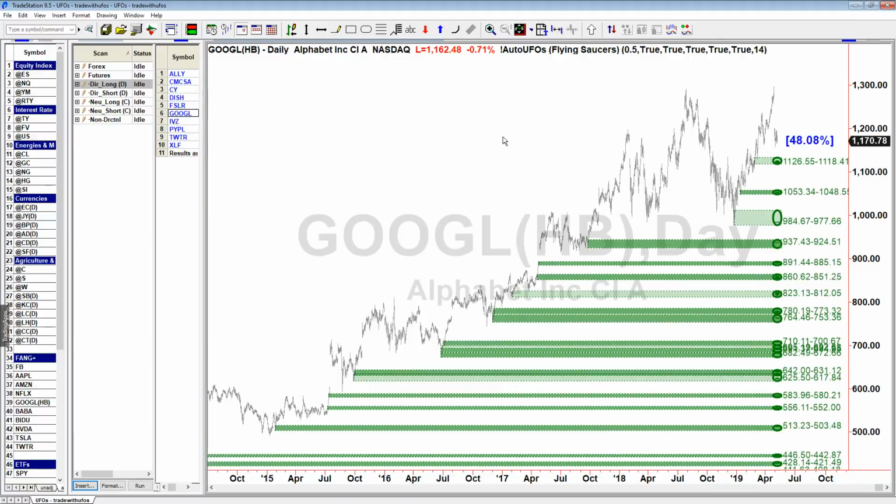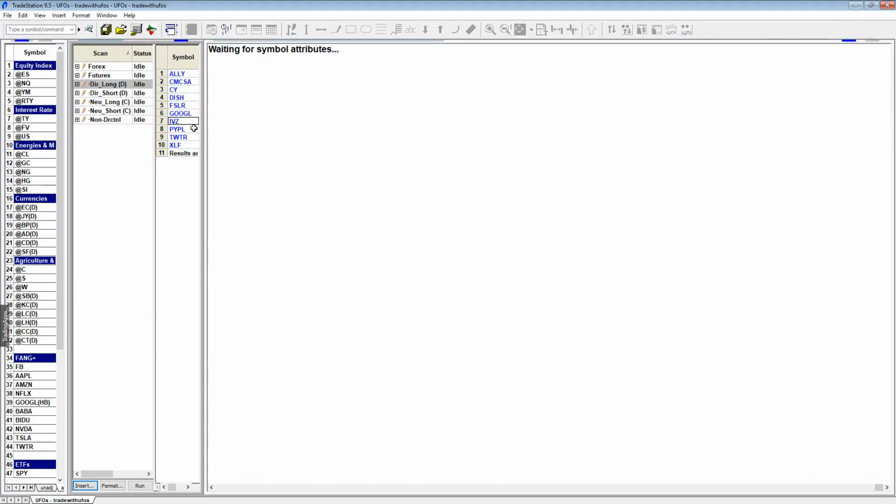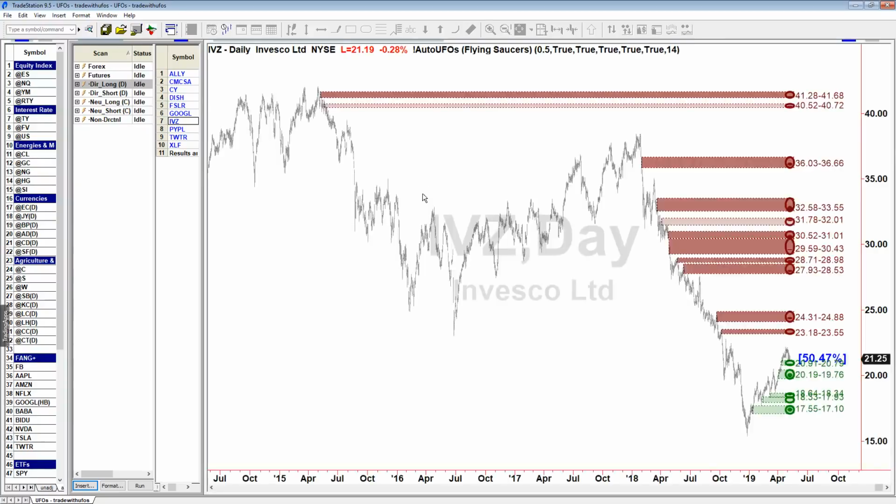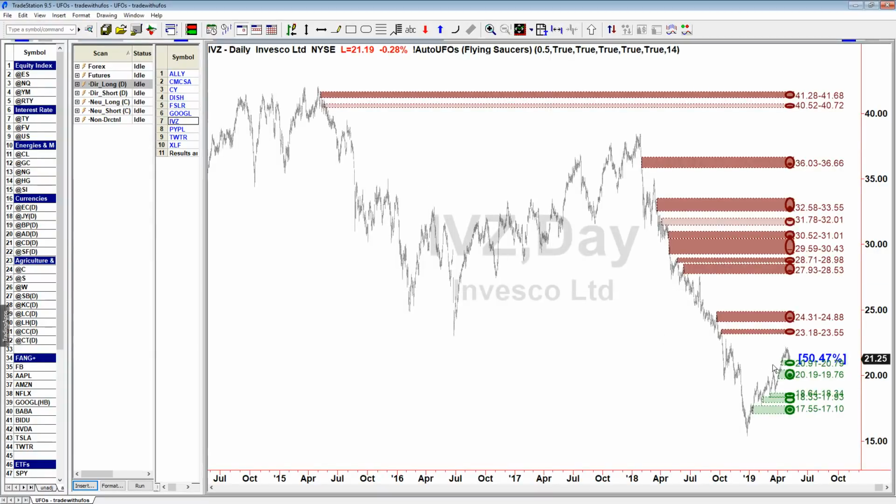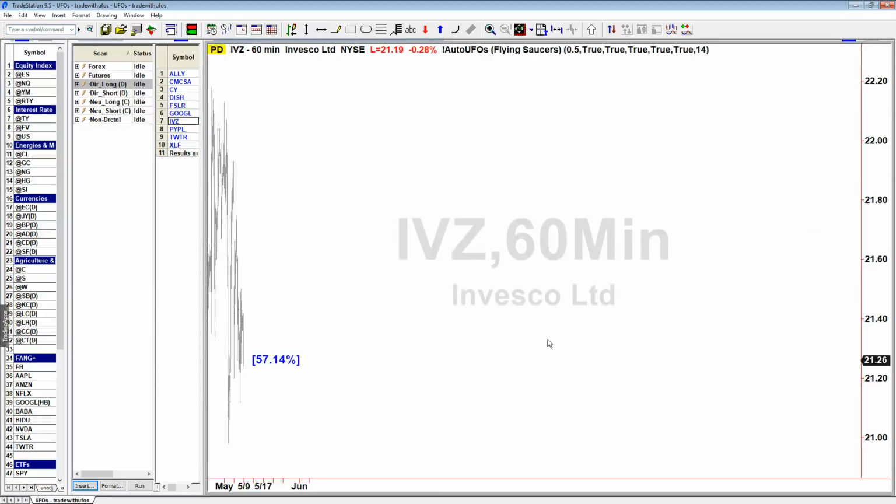So anyway, let's go check on Invesco. Since Invesco got 2 daily green UFOs nearby, Invesco is going to open 0.28% down. So this is telling you that basically that stock is going to open inside the green UFO. So we may have a take to trade right at the open, so be ready. I'm going to look at the 60-minute time frame to see what we have.